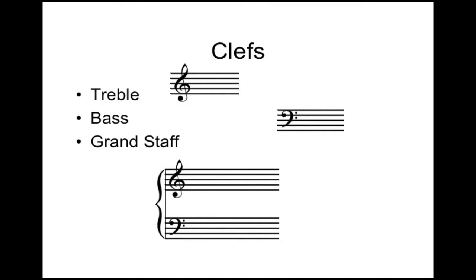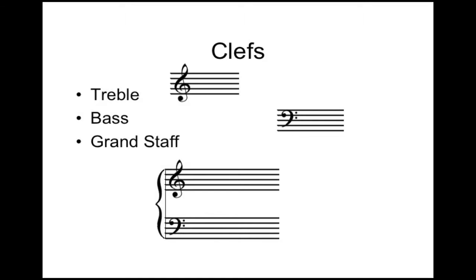Clef signs are written at the beginning of each staff in music notation. They indicate regions of pitch. The most common clef signs are treble and bass. The clef sign looks like an elaborate script. For example, the treble clef looks like a script G and is sometimes referred to as the G clef.